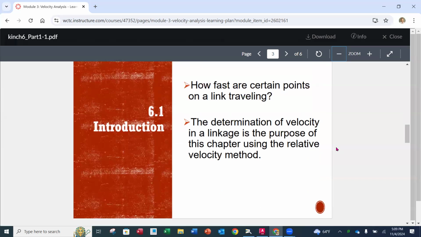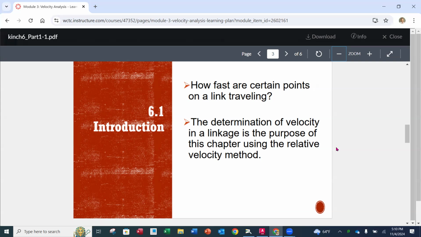So, introduction. In this chapter, we're going to be looking at and answering how fast certain points on a link are traveling. Up until this point in our kinematic analysis, we've, number 1, represented a mechanism in simplified form that we call a kinematic diagram. We've also moved it around and determined, based on a driver changing its position, what happens to the rest of the links that follow along. So we've looked at position and we've looked at displacement.